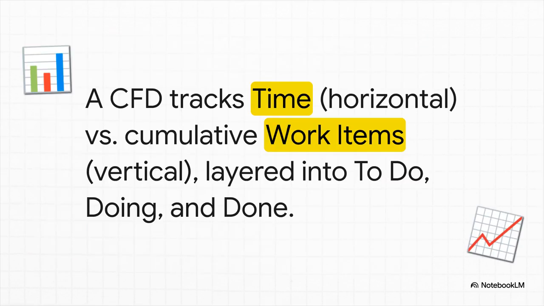Okay, so how does this thing actually work? Well, the basic setup is super simple. Along the bottom, the horizontal axis, you have time. Going up the side, the vertical axis, is the total number of tasks you have. And then the chart itself is made up of these colored bands, or layers, showing you the status of all your work as it moves from the to-do list to doing, and finally to done.